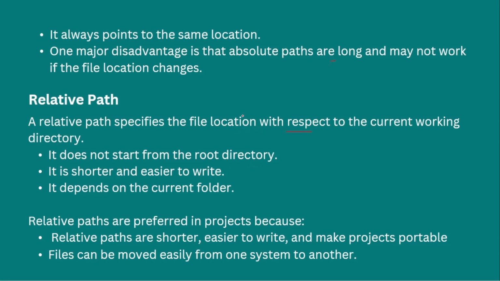So, see, absolute path is the full path. Relative path does not start from the root. It is not the full path. We just give a very short path. We just give the name of the file. Depending on which folder it is present in, we can give that shorter path. So I'll just show you in PyCharm so that this becomes clear.